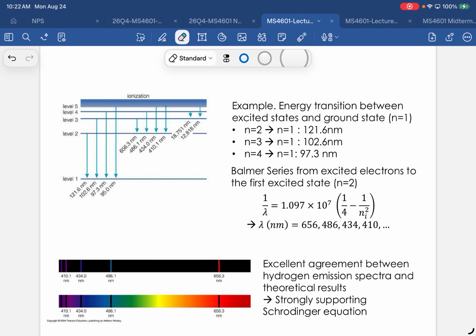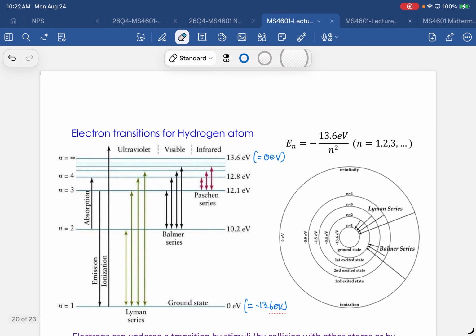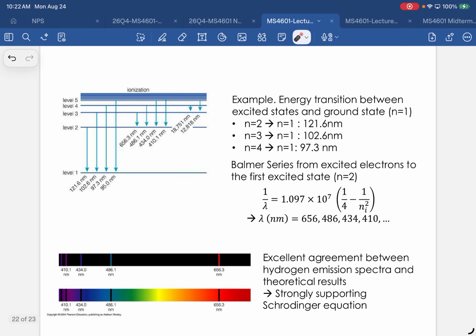Okay, so what does it mean? The Schrödinger equation is actually accurate in describing hydrogen, and this strongly proves that the energy levels of hydrogen are discrete, right? And that follows exactly this energy description.